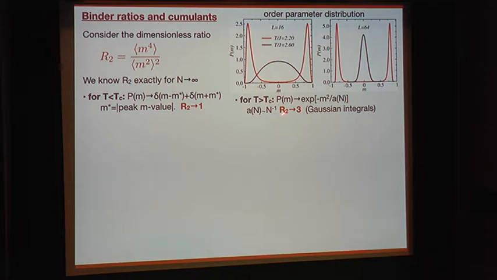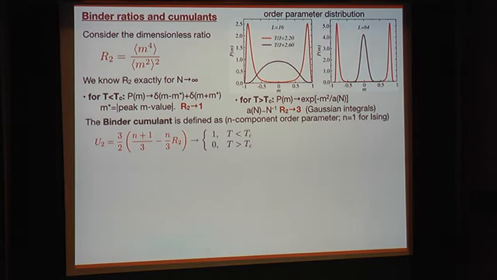So this value here would depend on what kind of order parameter you have. If it's some higher dimensional order parameter, the value would be different, but again, you can calculate it by Gaussian integrals. And this one would be 1 no matter what kind of order parameter you have. So the Binder cumulant is defined using this ratio in such a way that it goes to 1 below Tc and it goes to 0 above Tc. So it's just a combination of the ratio and a constant, multiplied by some other constant. And this expression includes the number of components of the order parameter. So it's n=1 for the Ising model.